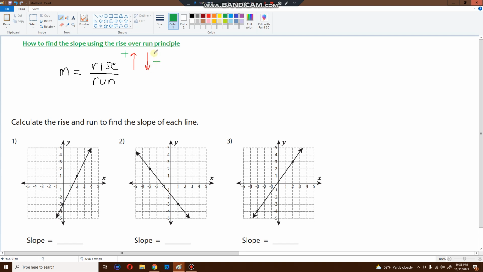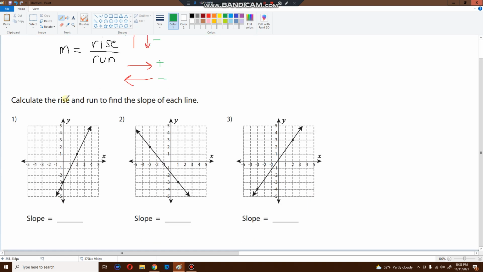All right? And the run is the other direction. There are two ways to run. Either you can go from left to right, like this, or you can go from right to left, like that. Okay? And if you're going from left to right, automatically that means that the run, or the number, is going to be positive. And if you're going from right to left, that means you're going backwards. And if you're going backwards, the number is going to be negative. All right? Let me show you this using some examples.